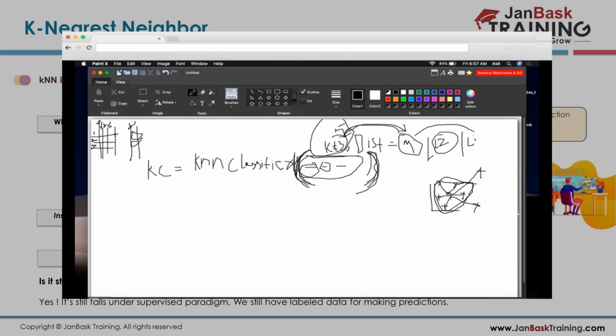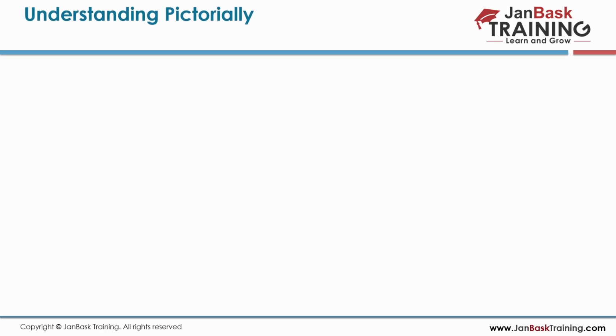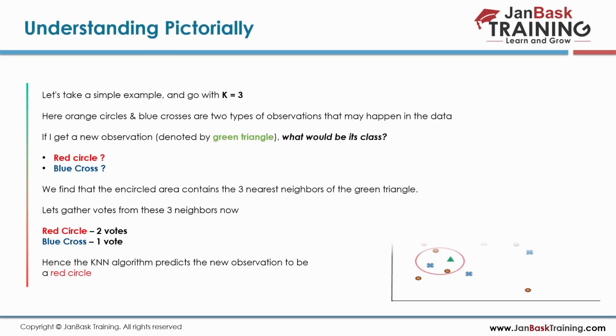Okay, for first, for second, for third. So it's called supervised. In supervised learning, the y value is also given. So understanding pictorially, whatever I told you till this point, the same thing we are going to see here.